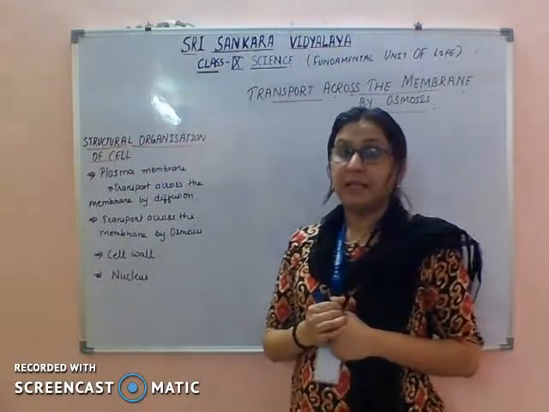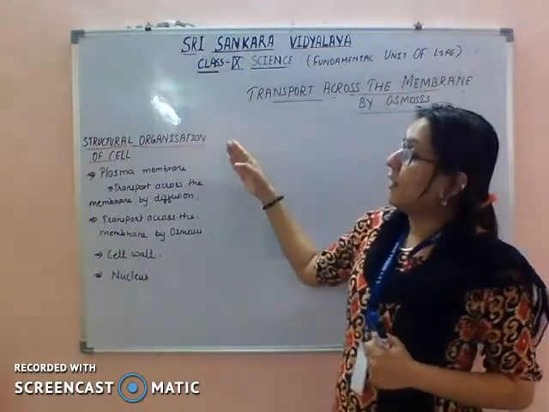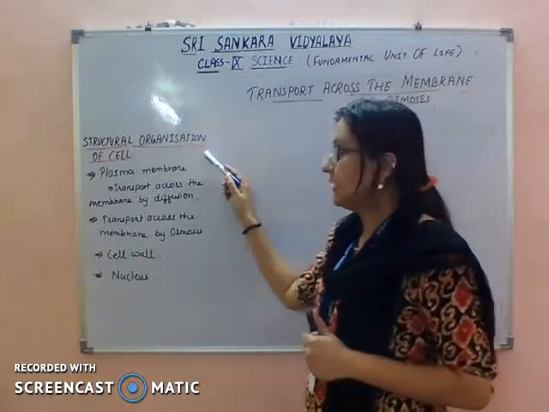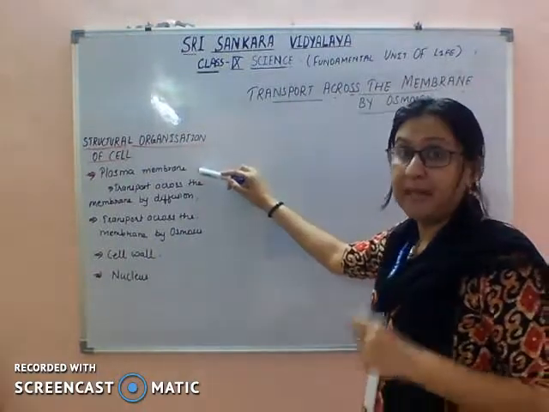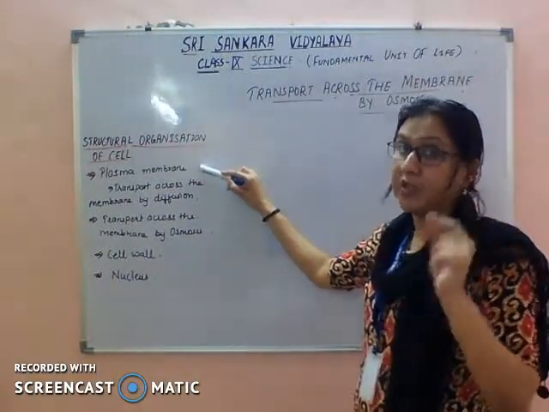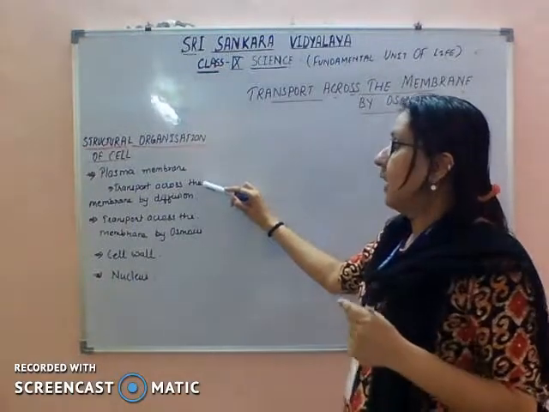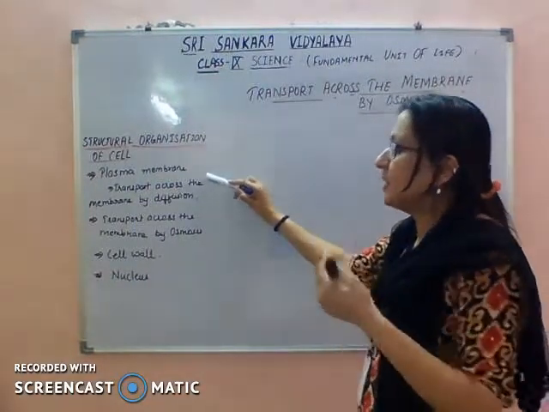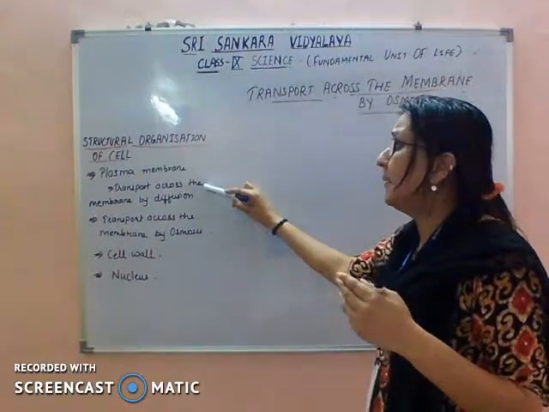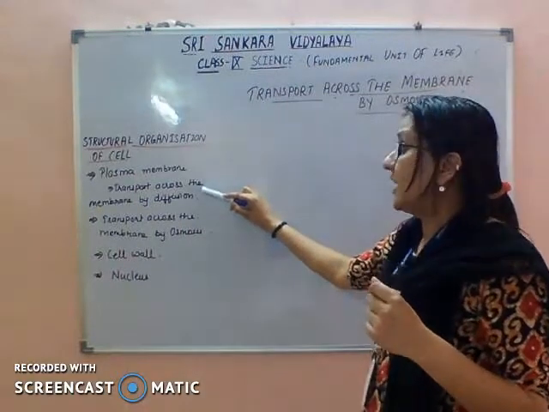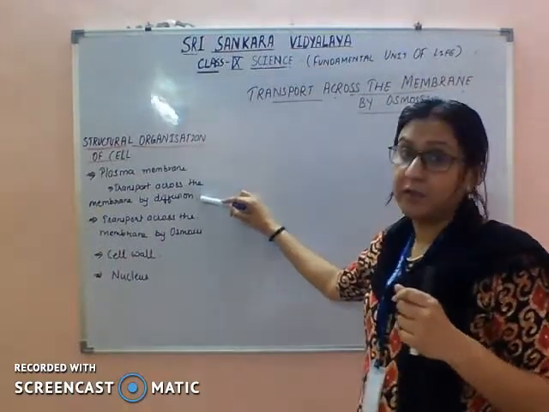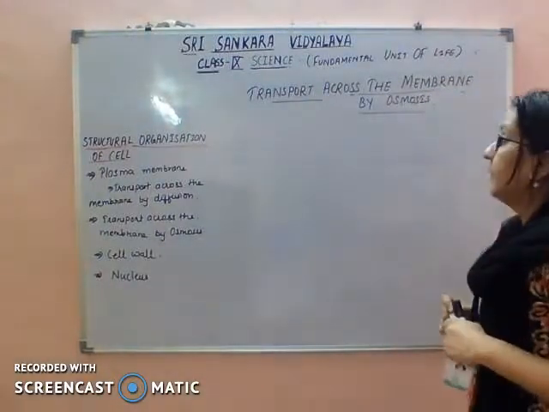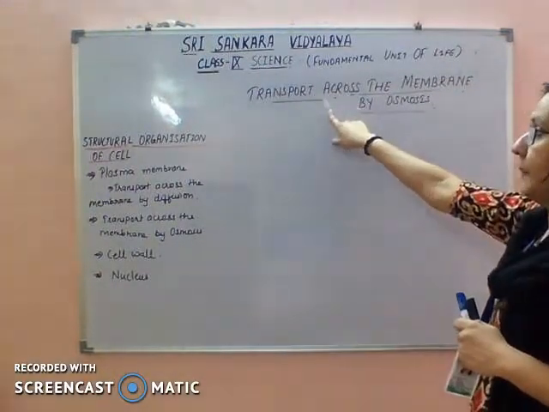Good morning, students. In the previous class, we read about the structural organization of the cell, then the plasma membrane. I told you it is the outer covering of the cell. Then we discussed the many functions of the plasma membrane. Among them, transportation: transport across the membrane by the process of diffusion. Today, we will carry on with this topic.